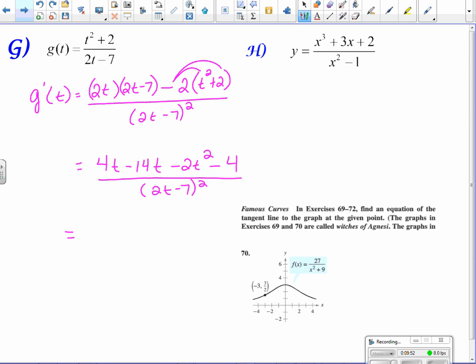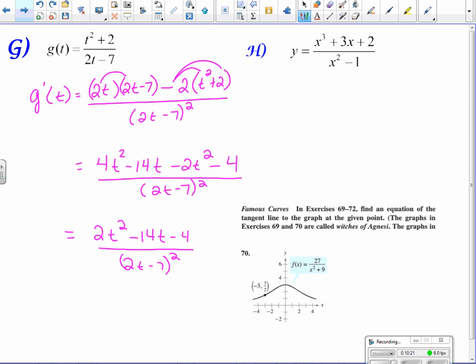All right, and organizing. I'm just double checking my work before I move on. Oh, a good thing I did, because look what I forgot to do. 2t times 2t gives me 4t squared, then the minus 14t, negative 2t squared, and a minus 4. Okay, now I'm ready to combine. Gets me a 2t squared, a minus 14t, a minus 4, all over 2t minus 7 quantity squared.